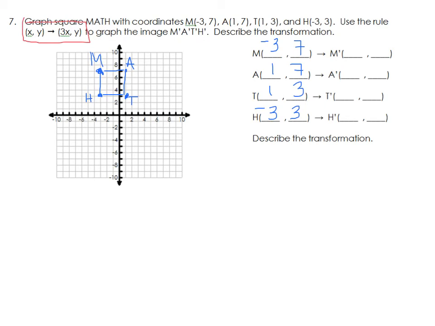So what that's going to do for point M, which is (-3, 7), is we're going to multiply the x coordinate, which is -3, times 3. So that's going to give us -9. And then the 7 is going to remain the exact same.